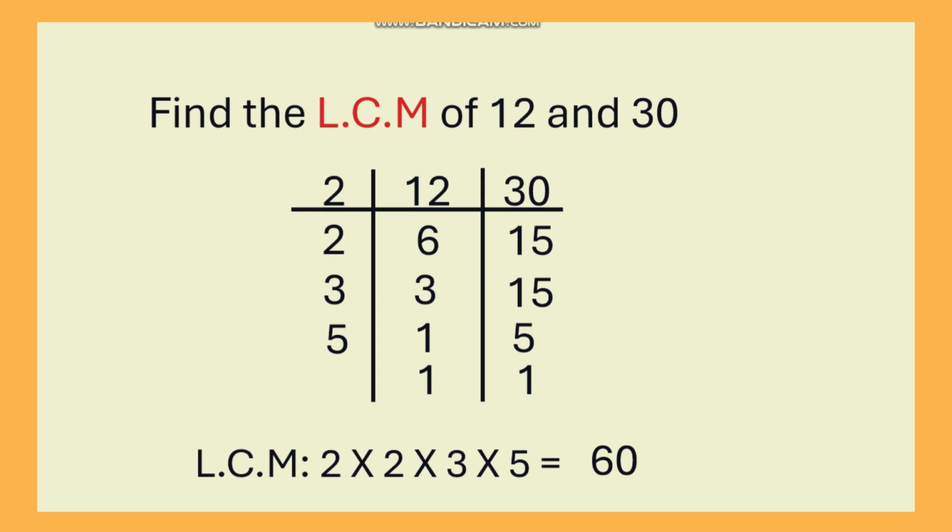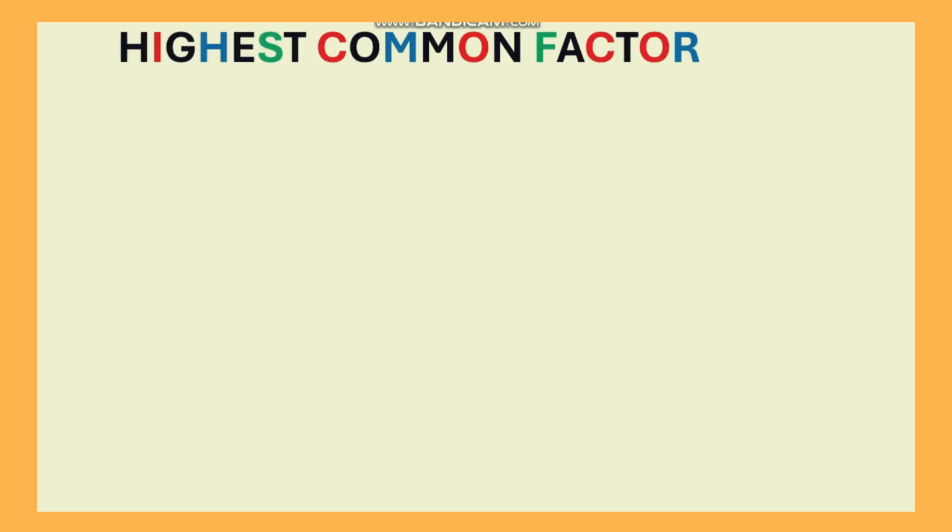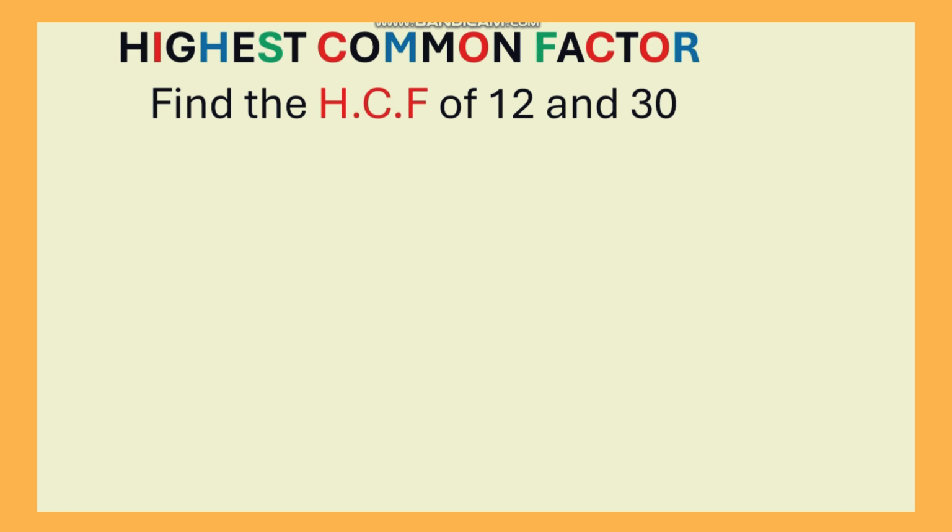Now let's move on to highest common factor, also known as greatest common divisor. We're going to look at the listing method as well as the ladder method. Look at this question: find the HCF of 12 and 30. That's the question.